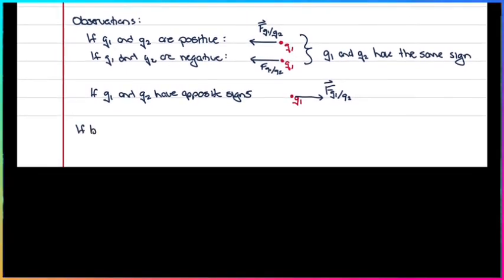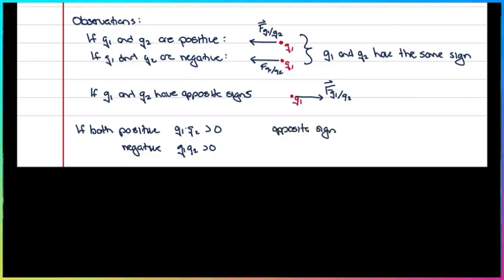If both are positive, then Q1 times Q2 is going to be greater than 0. 3 times 2, 6 times 8, whatever. If they're both negative, then again, Q1 Q2 is going to be greater than 0 because you have two negatives. And then if they have opposite sign, then Q1 Q2 is going to be less than 0.